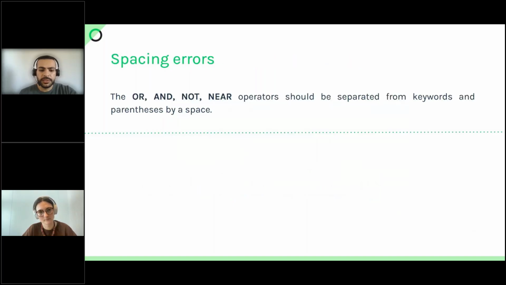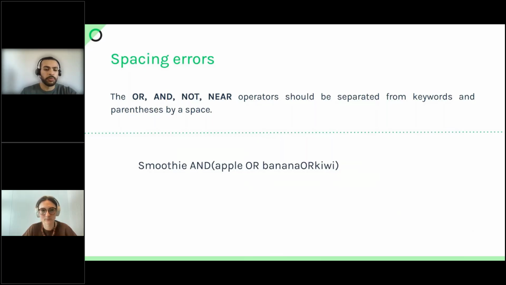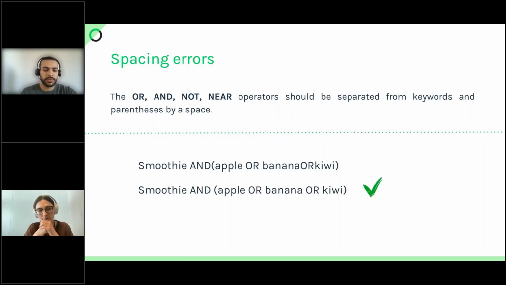And Boolean operators like OR, AND, NOT, and NEAR must be separated from keywords and parentheses by a space. If the spacing is incorrect, for example, if you write a query and you forgot to put a space between a Boolean operator and a parenthesis, or between Boolean operators and keywords, it will lead to an error message. So in this case, we didn't put a space between AND and the parenthesis. The correct way is to separate keywords from parentheses and from Boolean operators using a space.